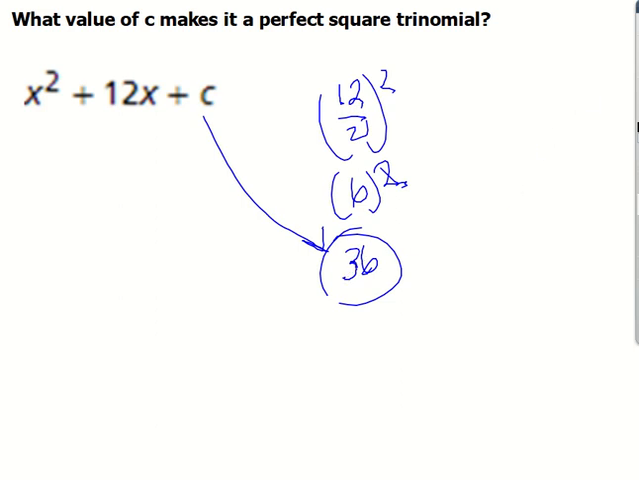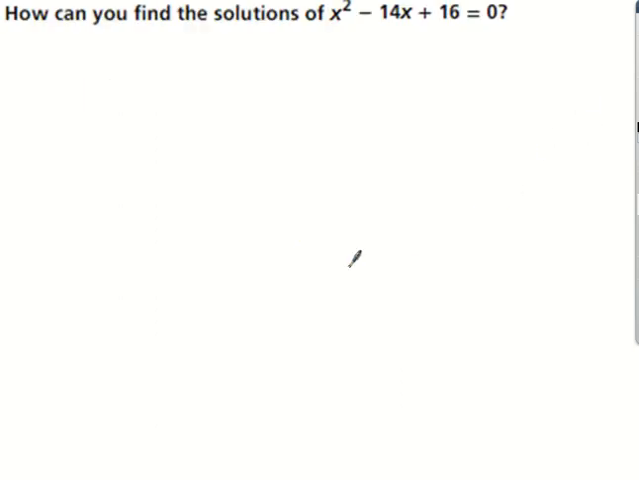Now using that. So it says, how can we find the solutions of x squared minus 14x plus 16 equals 0 if we're going to use perfect squares? So the first thing we're going to do is subtract 16 from both sides. And we're going to get x squared minus 14x equals negative 16.